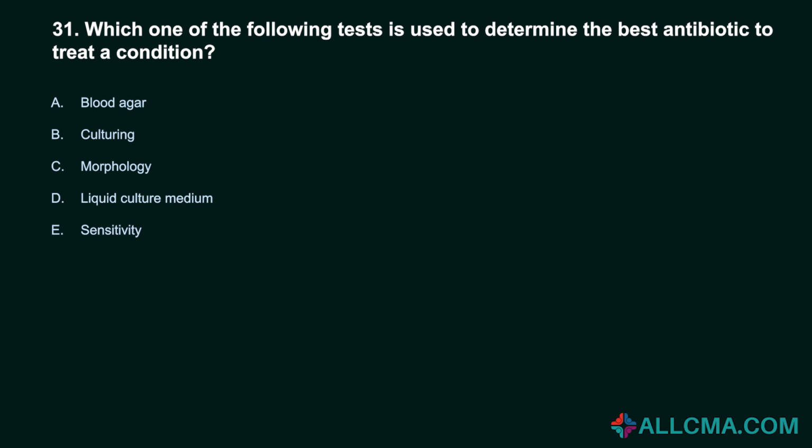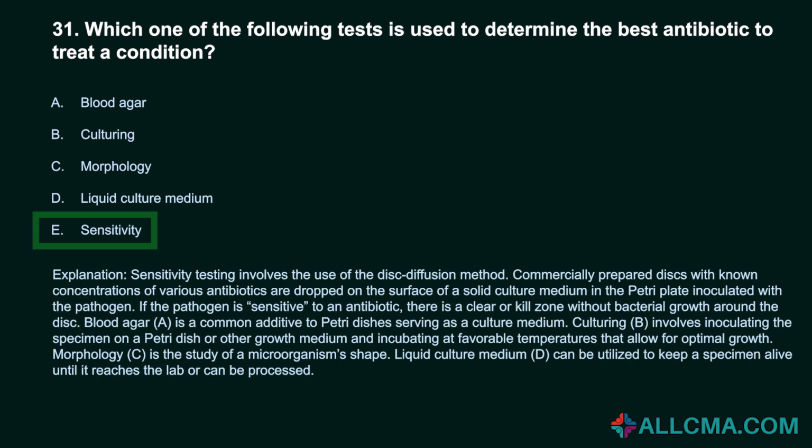31. Which one of the following tests is used to determine the best antibiotic to treat a condition? A. Blood agar. B. Culturing. C. Morphology. D. Liquid culture medium. E. Sensitivity. Correct answer, sensitivity.